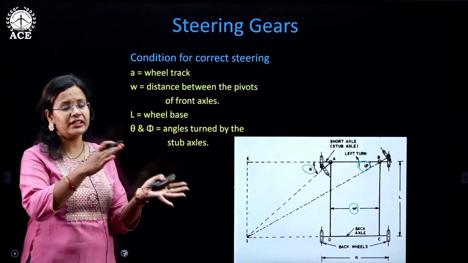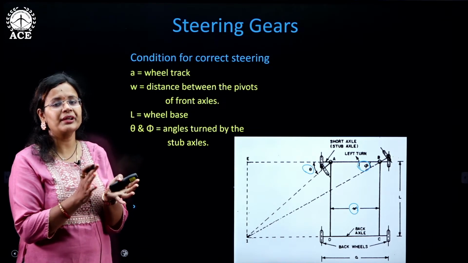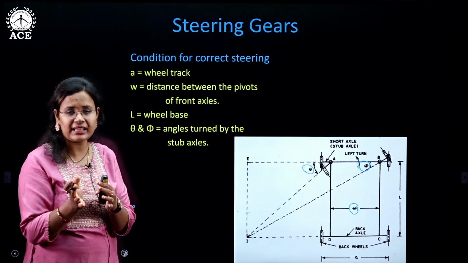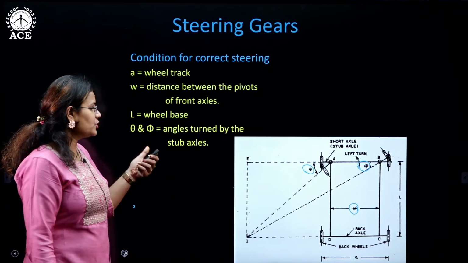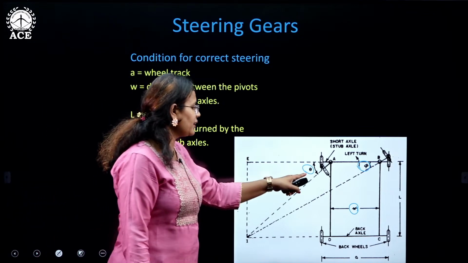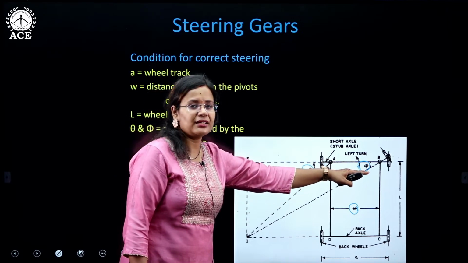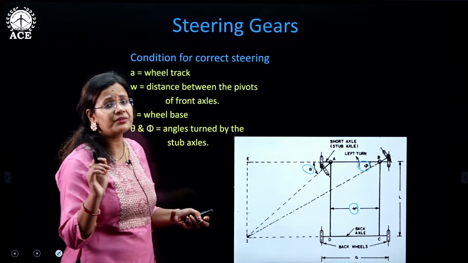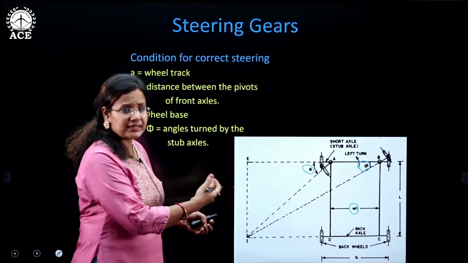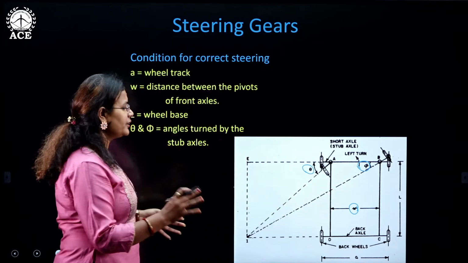Let's say when they are turning left or right, they are making certain turns. Whenever they are making turns, they are making certain angular displacements. Those angular displacements are represented using theta and phi here. Theta is the angle made by the inner wheels, and phi is the angle made by the outer wheels. These two points are very important, because in the next slide I will be discussing how theta and phi are related to each other.